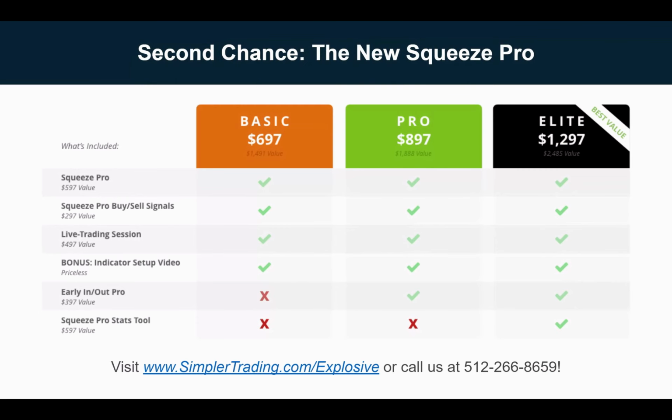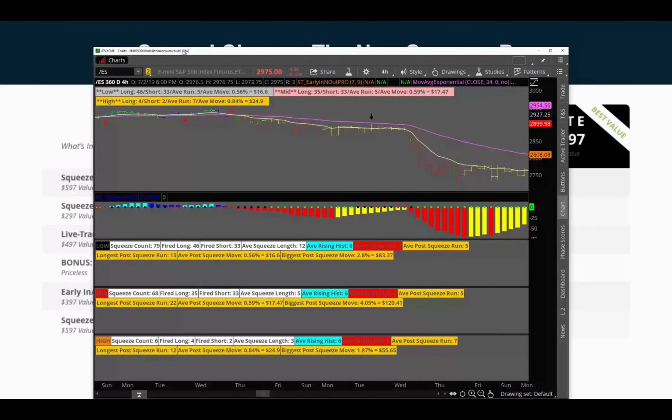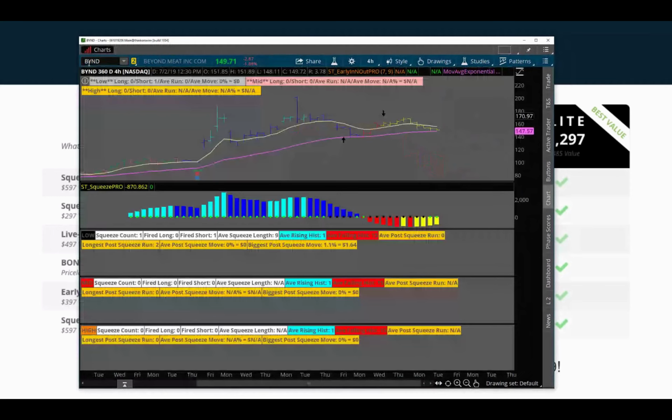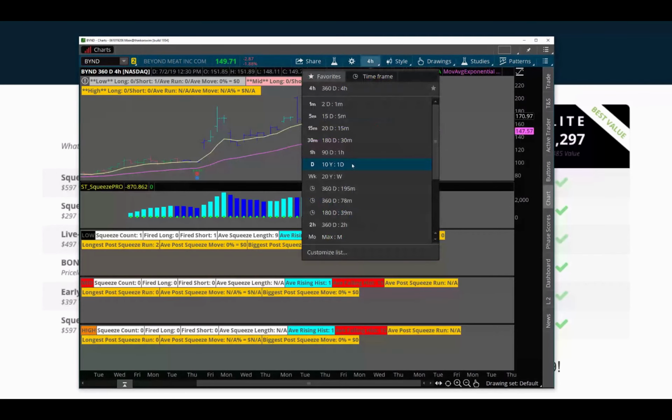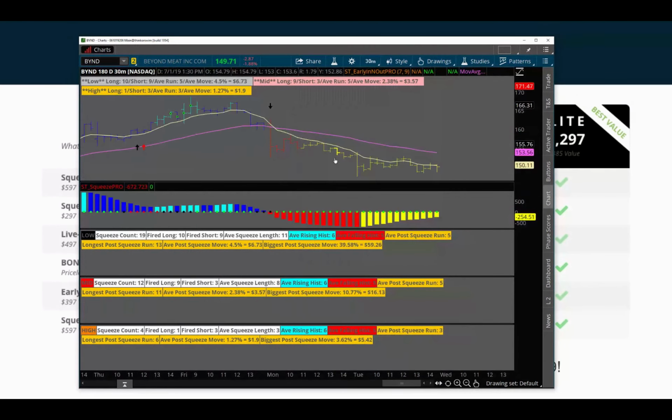Yeah, so Beyond Meat, of course, that's one where it's been a newer stock. I don't know if there's been any daily squeezes on it. There's a 4-hour squeeze that's setting up right there. If you look at a daily chart, it just hasn't been around long enough. You've got to get some history there. So if you drop down to like a 30-minute, you can see there's a short signal right there. There was a buy signal right there. It's pretty clean.